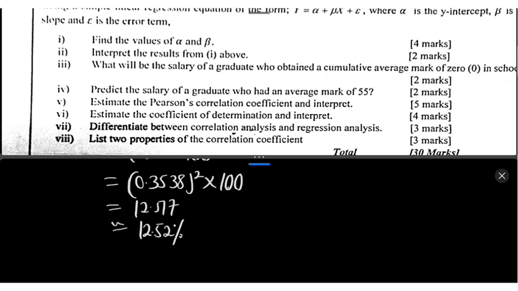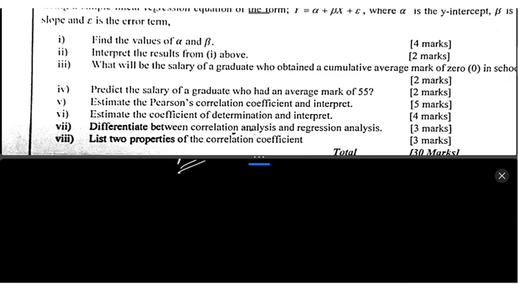But note, correlation is not about causation. We just want to know the relationship that exists between two variables. So this is actually a proportion of percentage of the average mark that can influence the average salary that a graduate student will earn, and that is 12.5%. So we call this the coefficient of determination. It's a matter of squaring the coefficient of correlation, then multiply by 100%, and you are good to go. So let's take note of that.